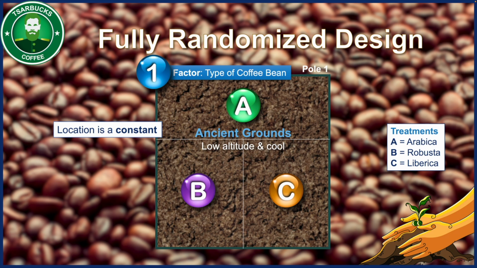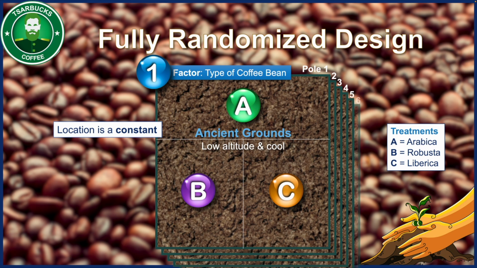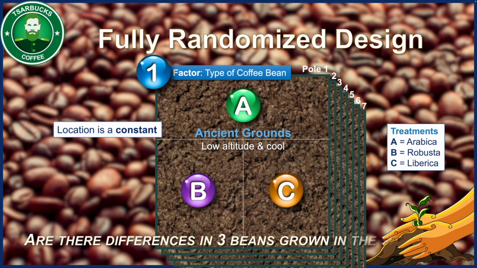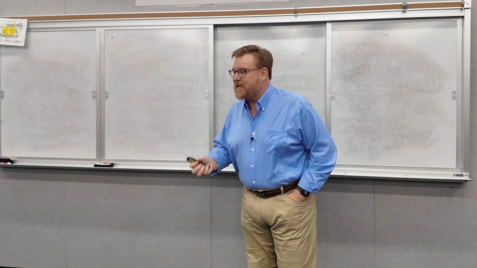Now, I'm not just going to plant 3 beans. I'm going to replicate this 7 times so that I have multiple growing locations, which when it comes to coffee beans are called plots. So a plot where you grow coffee beans, that's a plot.